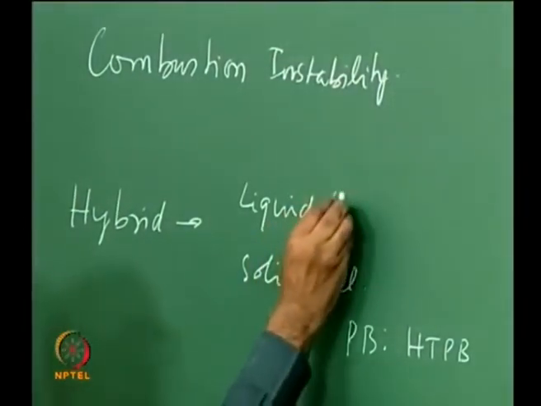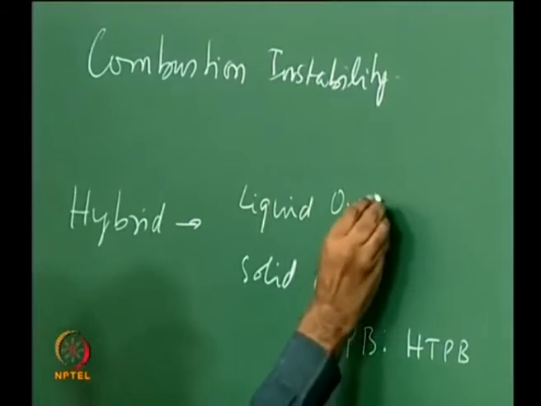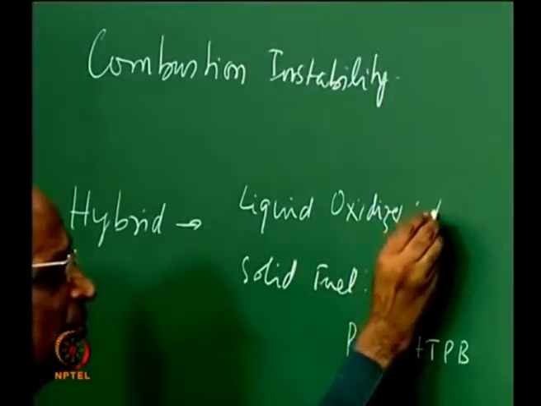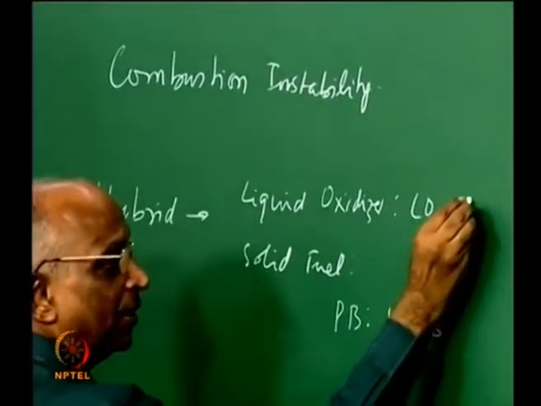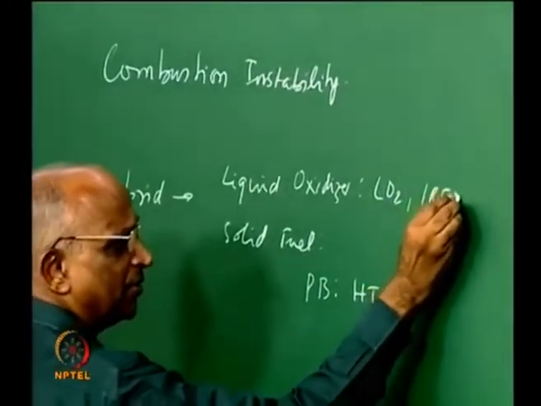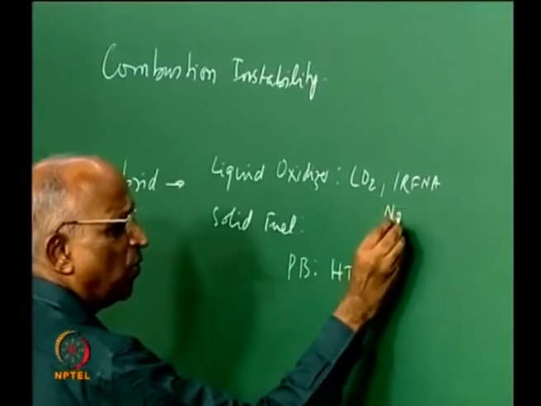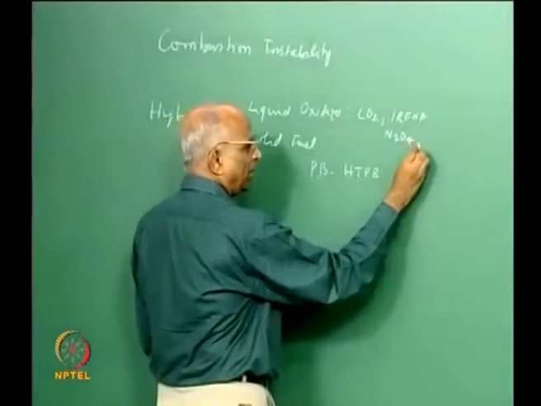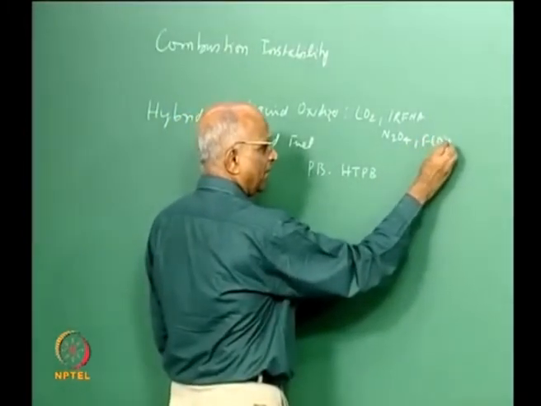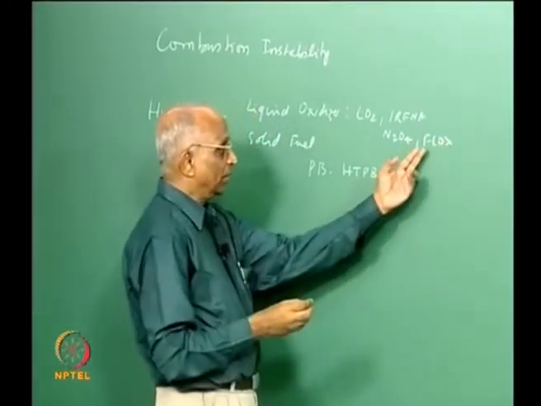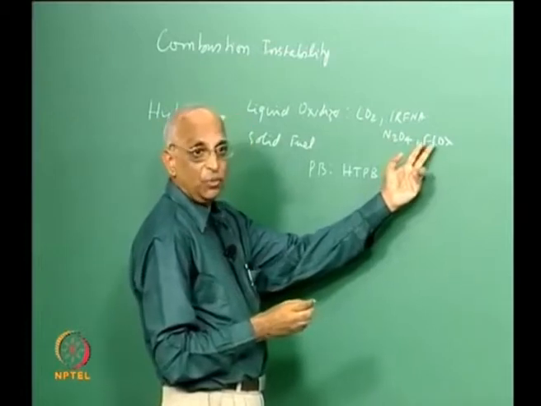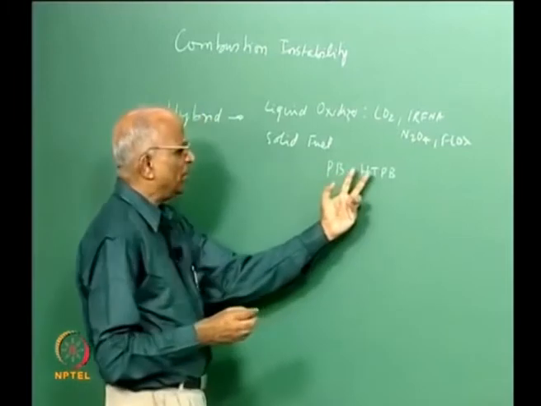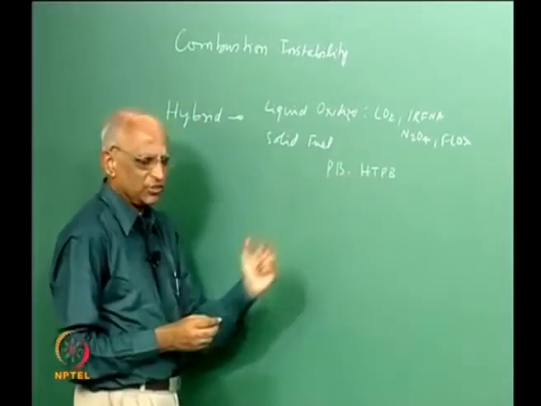The liquid oxidizers which are used could be anything: liquid oxygen, nitric acid, inhibited red fuming nitric acid, N2O4, and maybe we talked about FLOX, liquid oxygen to which fluorine was added to make it more powerful. These are the liquid oxidizers, but mainly the solid fuel is polybutadiene, which is HTPB.